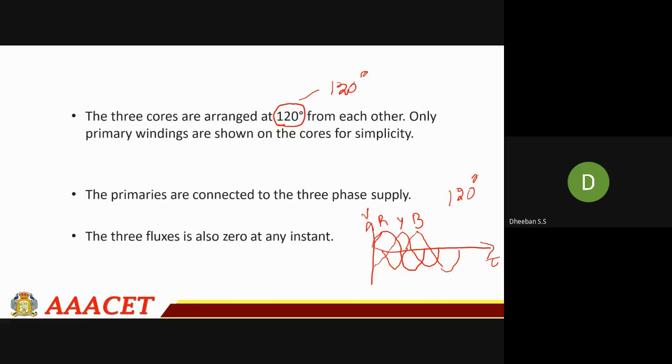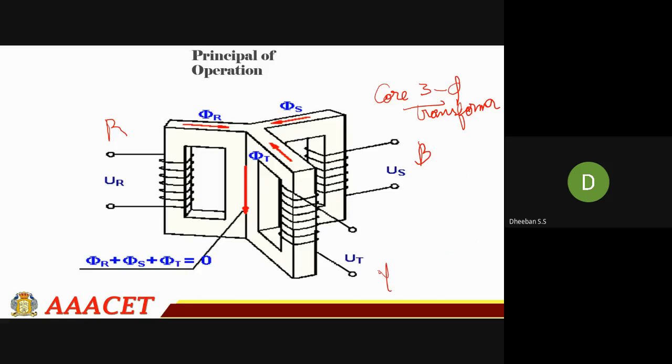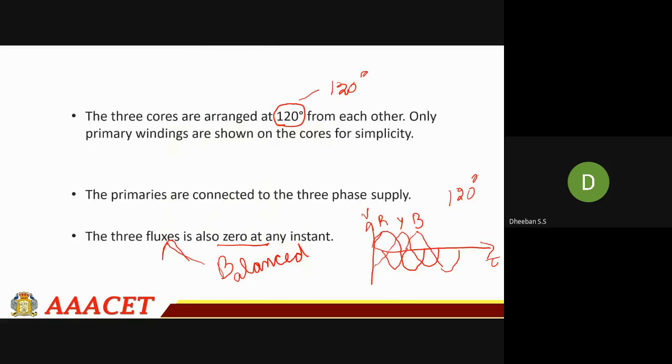The sum of the three fluxes is also zero at any instant. Why? Because here it is a balanced system. Okay, in case of a balanced system or a balanced power supply, the sum of the three fluxes tends to be zero. Okay, here the central leg does not carry any flux. So this is the central leg. So the central leg will not be having any flux.